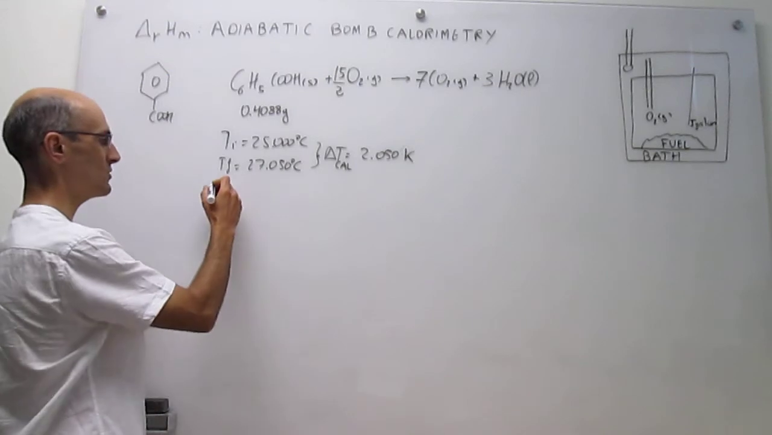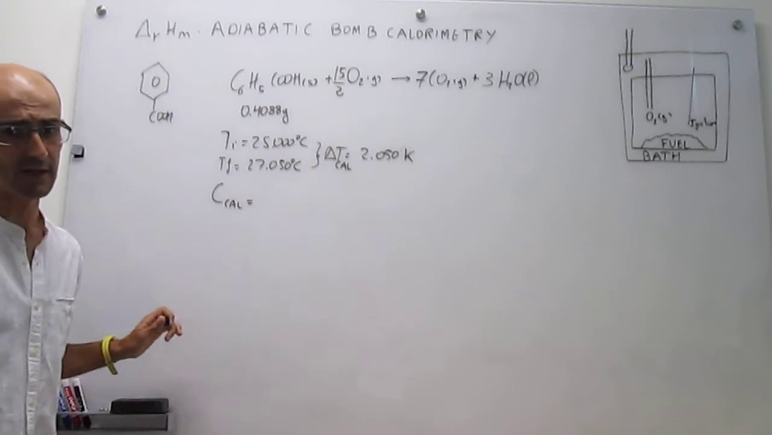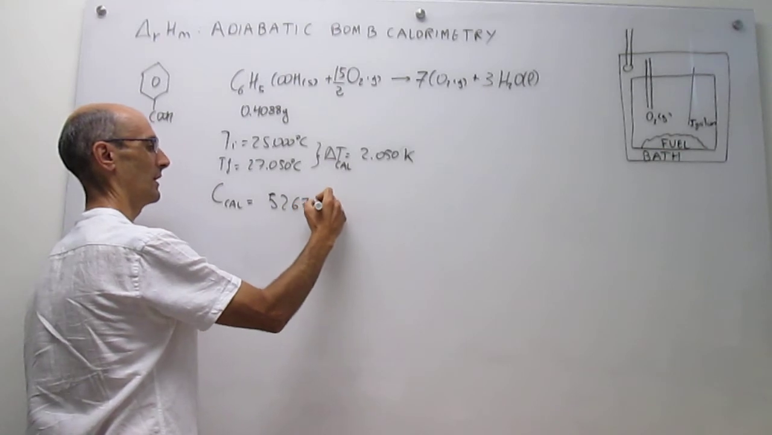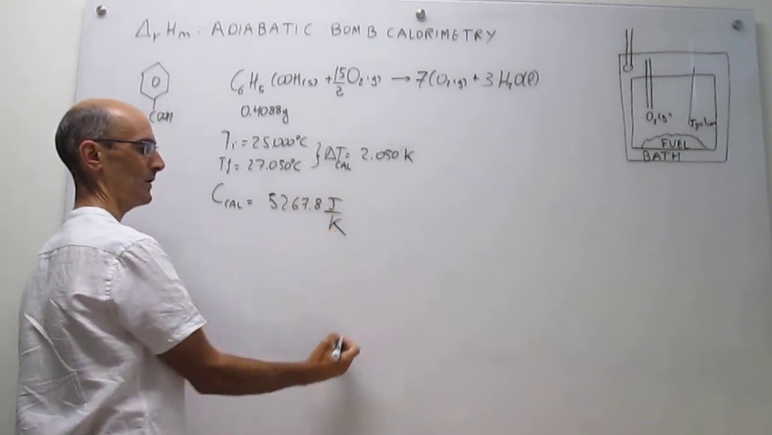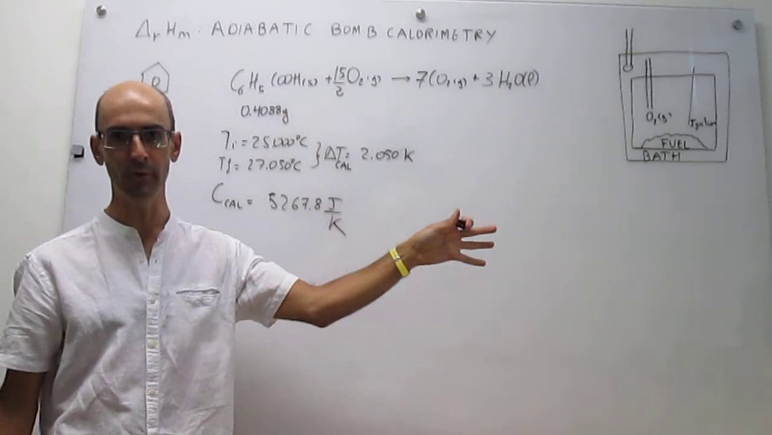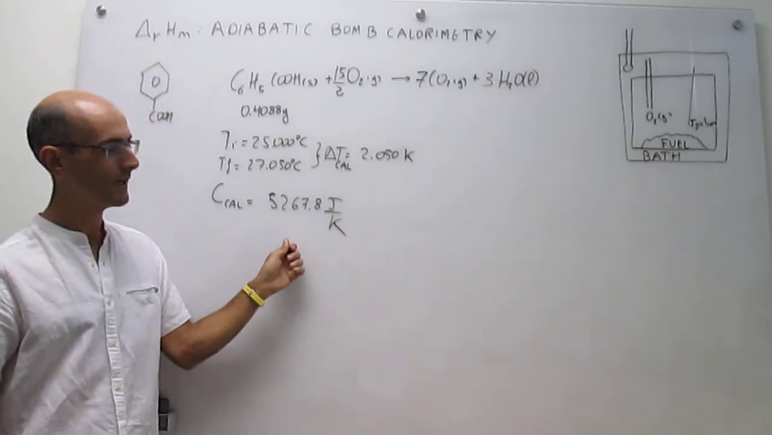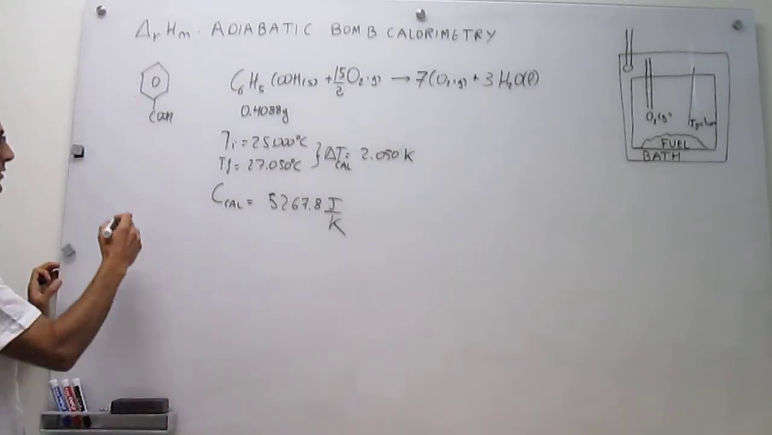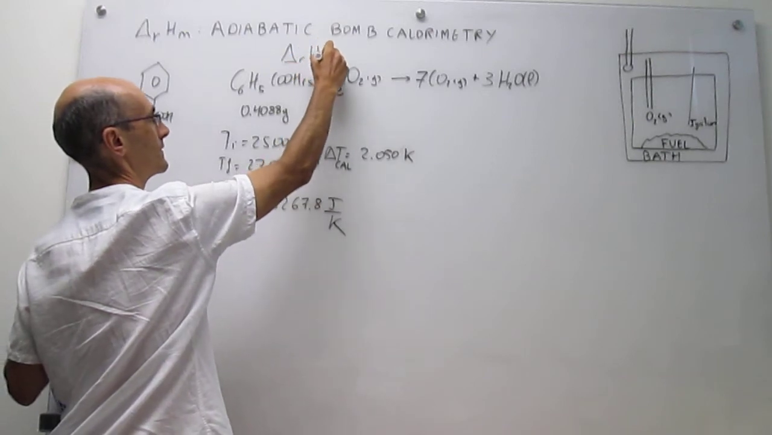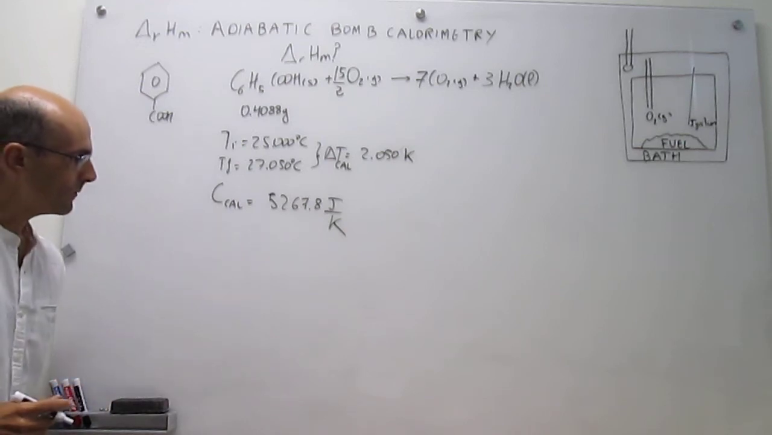The last piece of information is that the heat capacity of the calorimeter is also known, and this value is 5267.8 joules per Kelvin. All right, so you need to supply more than 5,000 joules to elevate the temperature of the bath of water and the metal casing, which we call the calorimeter, by just 1 degree Kelvin. Okay, so from this data, our goal is to calculate what the reaction enthalpy is for this combustion. Right, that's what we're trying to do here. Okay, great.